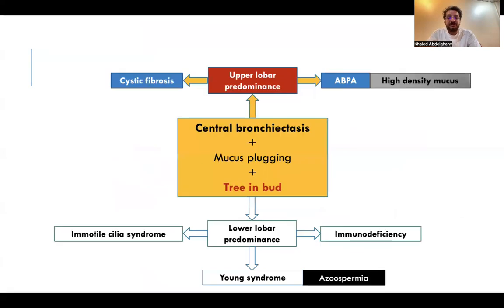Another way to assess this entity: chronic infection due to specific etiology has this triad combination of central bronchiectasis, mucus plugging, and tree-in-bud. If they are present in the upper lobes, the differential will be cystic fibrosis versus allergic bronchopulmonary aspergillosis, as in our case. Thanks for your attention.